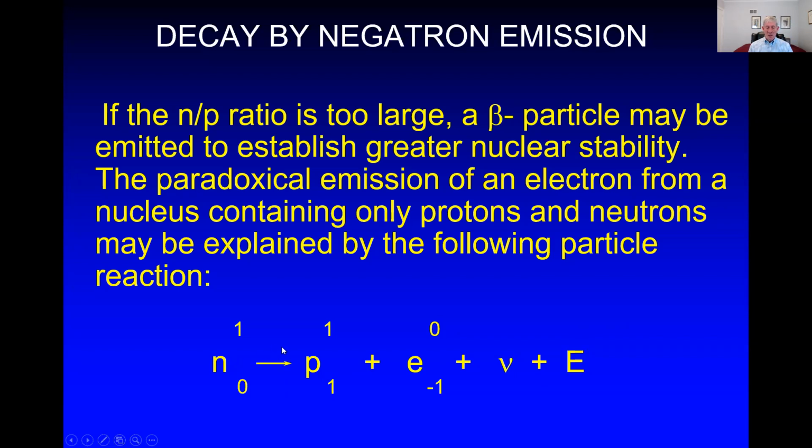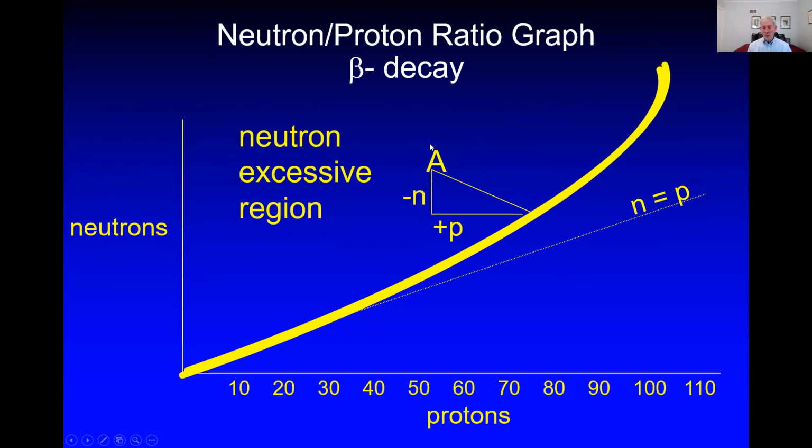Neutron disappears, forms a proton, stays in the nucleus. The electron is ejected, the neutrino is ejected. These two share this total energy. Now, here's where we are. We're up here at point A in the neutron excessive region. And so we lost the neutron, we gained the proton, and the resultant brought us into stability.